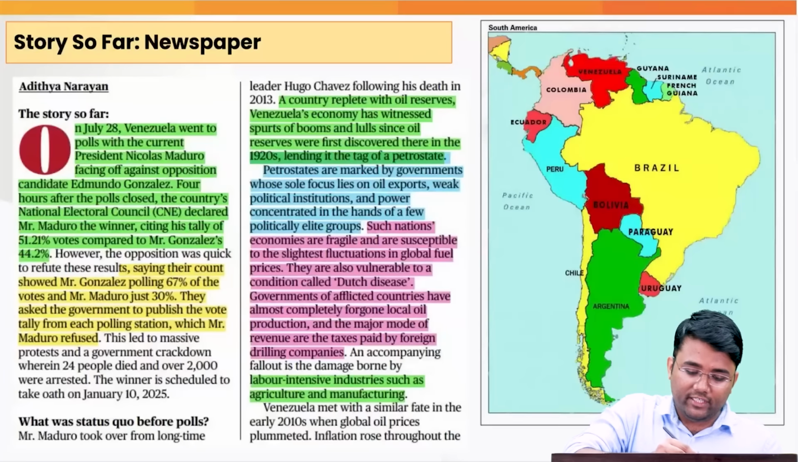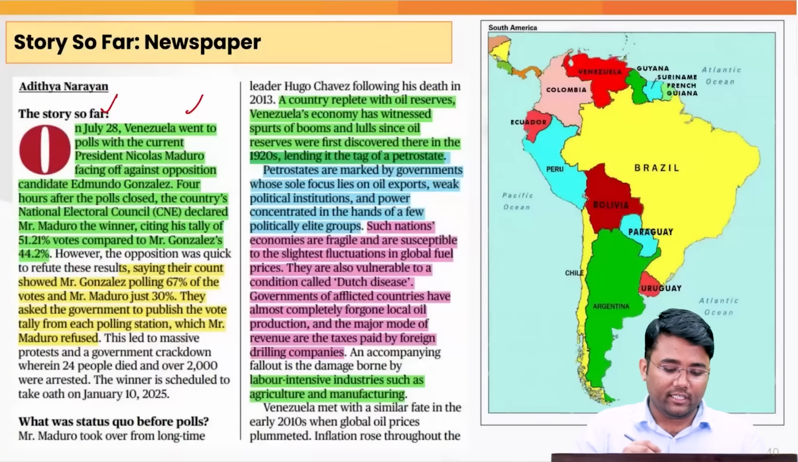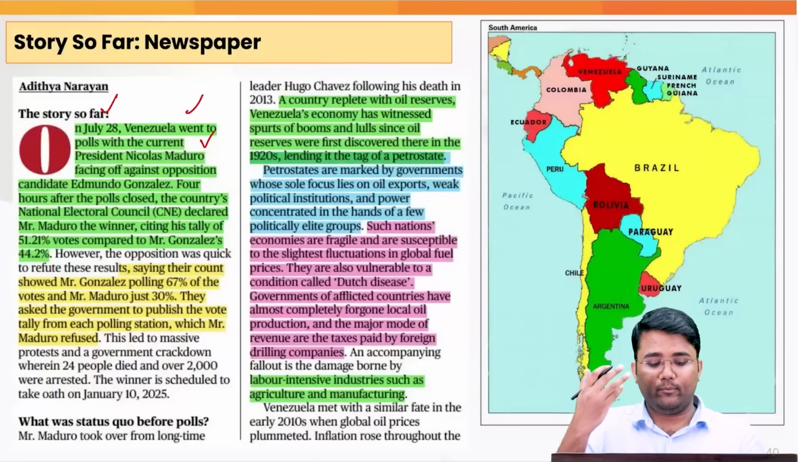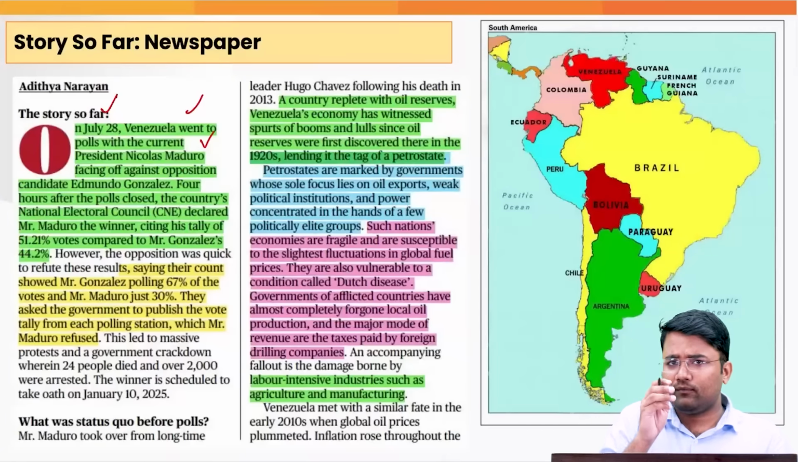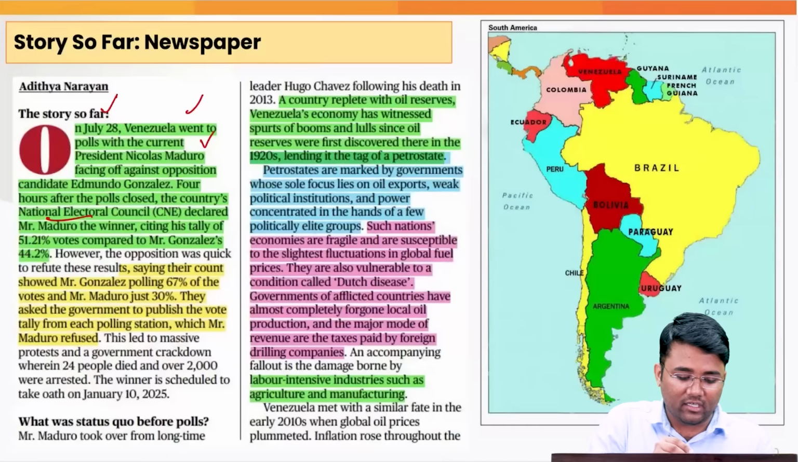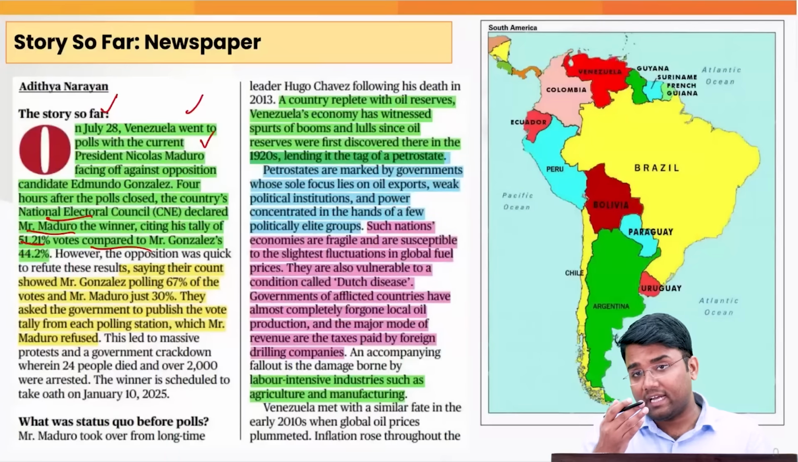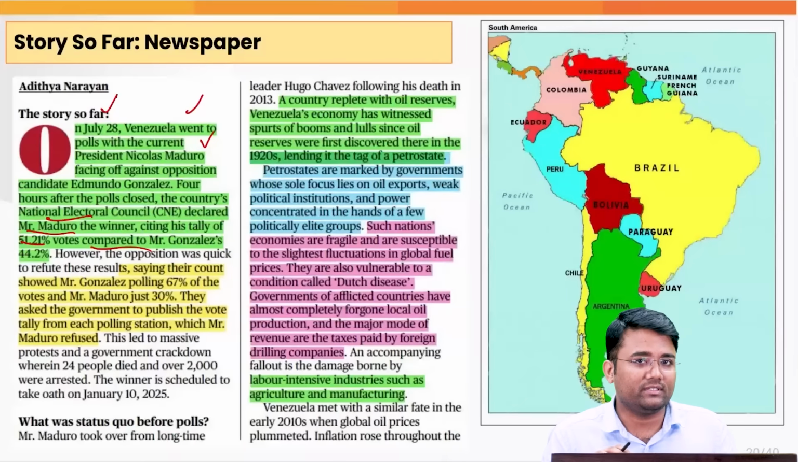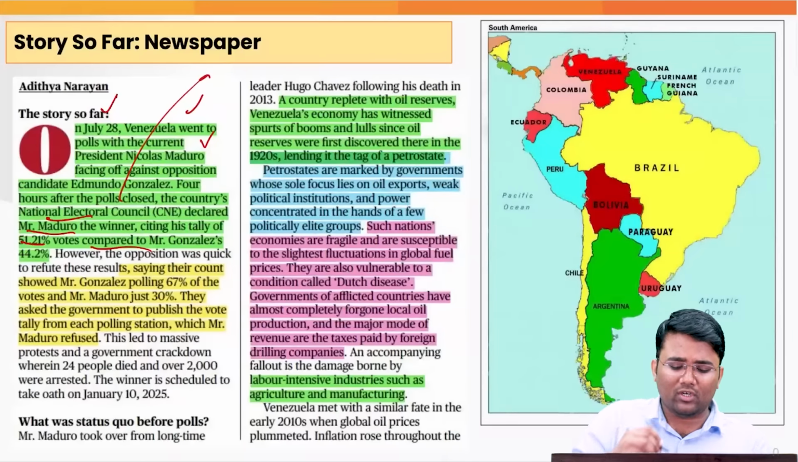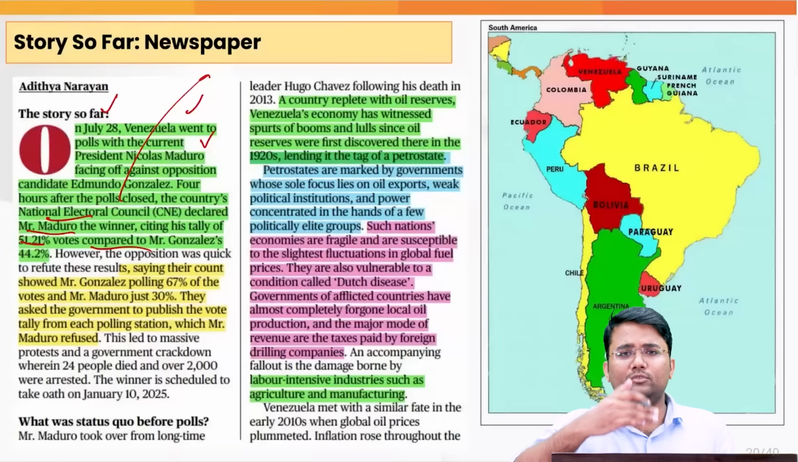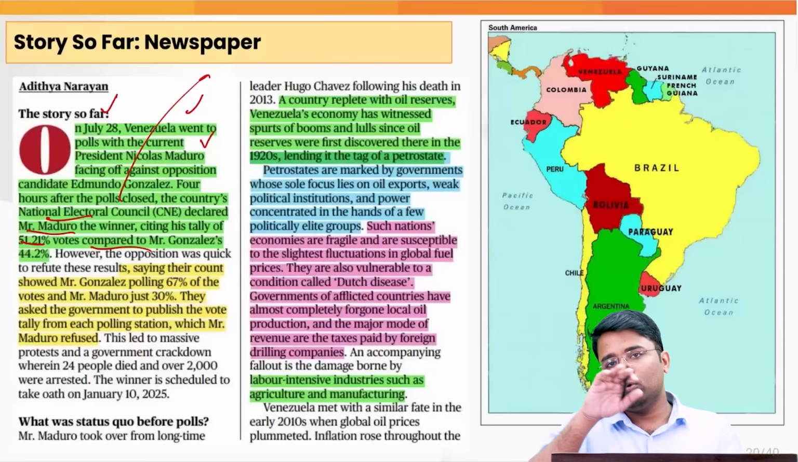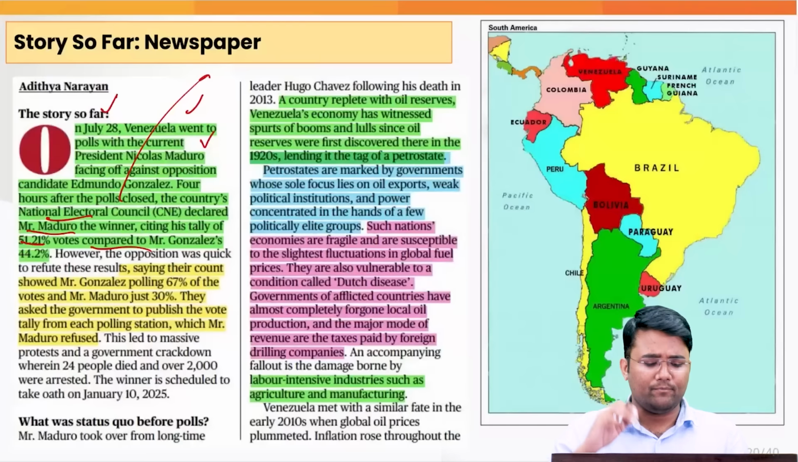On July 28, Venezuela went to polls with current president Nicolas Maduro facing off against the opposition candidate, and 4 hours after the polls, the country's National Electoral Council declared Mr. Maduro the winner, citing his tally of 51.2% of votes compared to the opposition candidate's 44.2%. This National Electoral Council is the same as the Election Commission of India, which looks after the overall superintendence, direction and control of the elections in India.